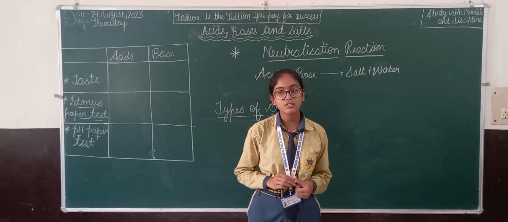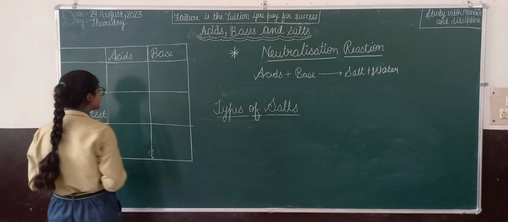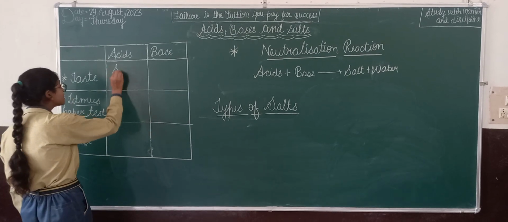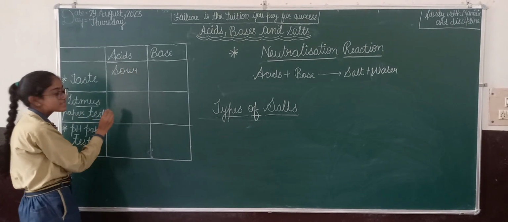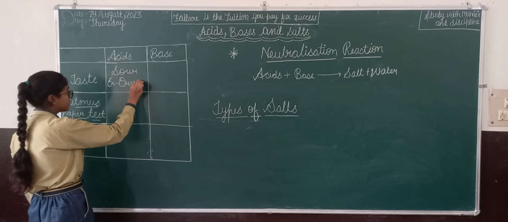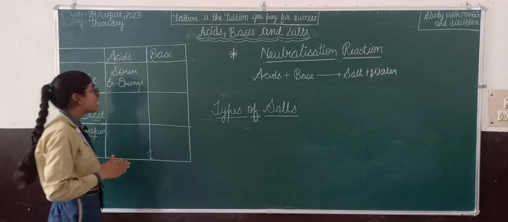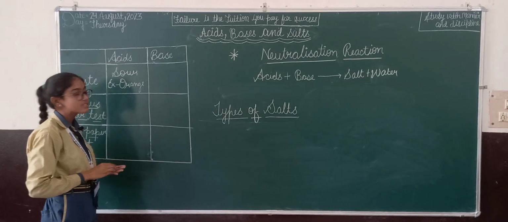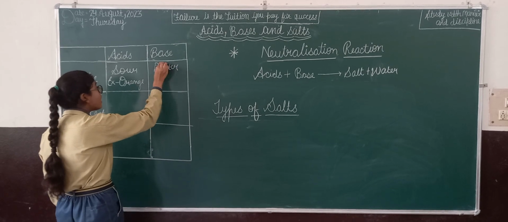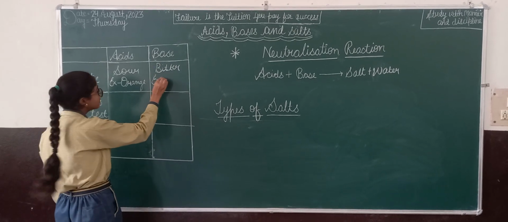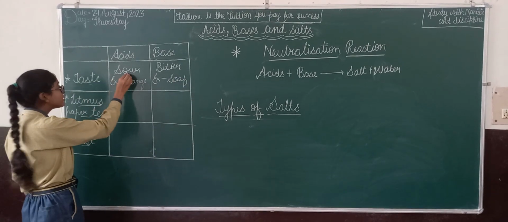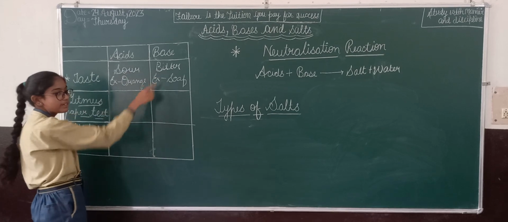So firstly, on the basis of their taste. Acid. The substances which are found to be sour in taste are known as acids. Sour in taste. For example, orange and lemon. Now base. The substances which are found to be bitter in taste are known as bases. Bitter. For example, soap. According to taste, acids are sour and bases are bitter.